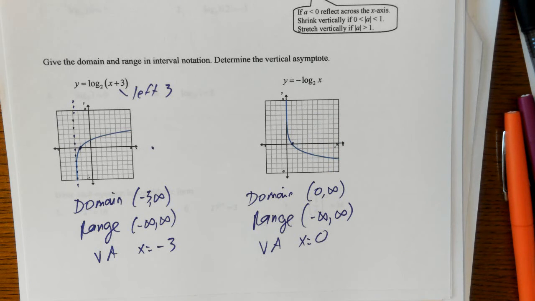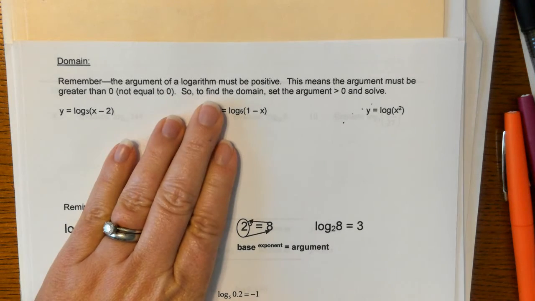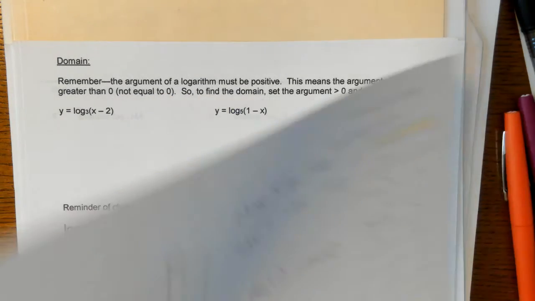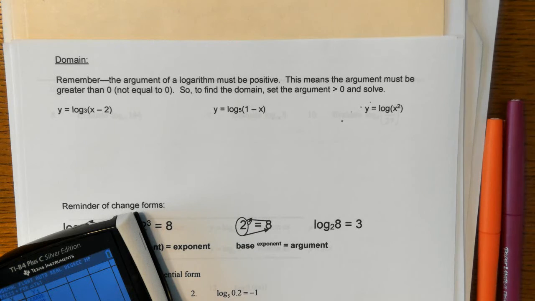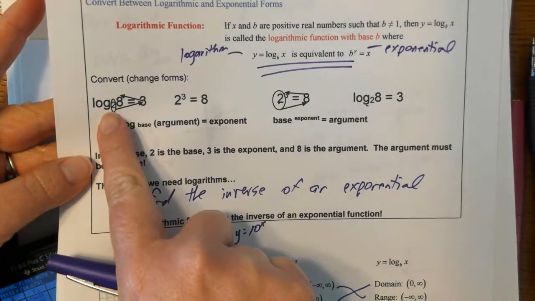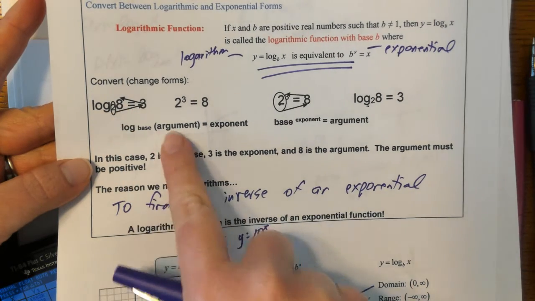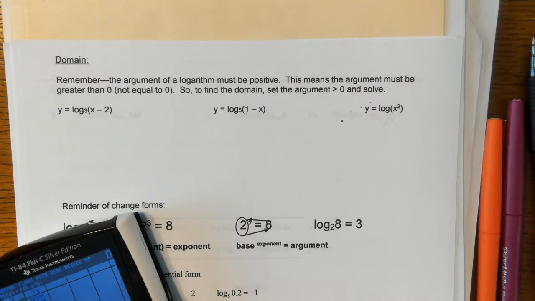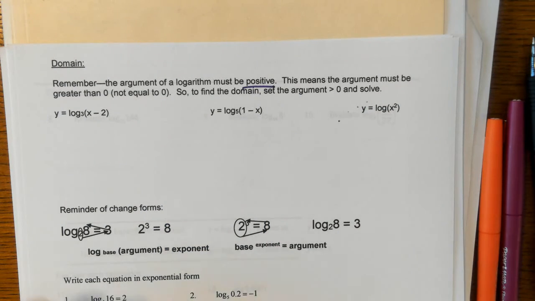Now, why are we thinking about domain and range so much? Well, I haven't mentioned this yet, but the argument of a logarithm must be positive. What do you mean, the argument? Well, remember, the argument was not the base number, but the number over to the side. So when we're in log form, the base was right here next to the log, but the number beside it is what we call the argument. Okay? Arguments must be positive. They have to be greater than 0. Now think about why that is.